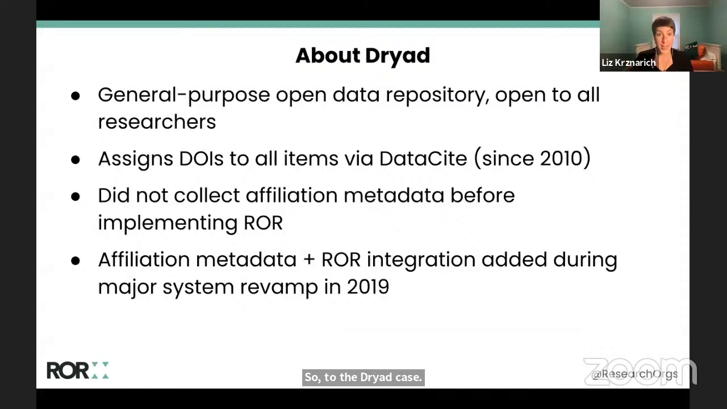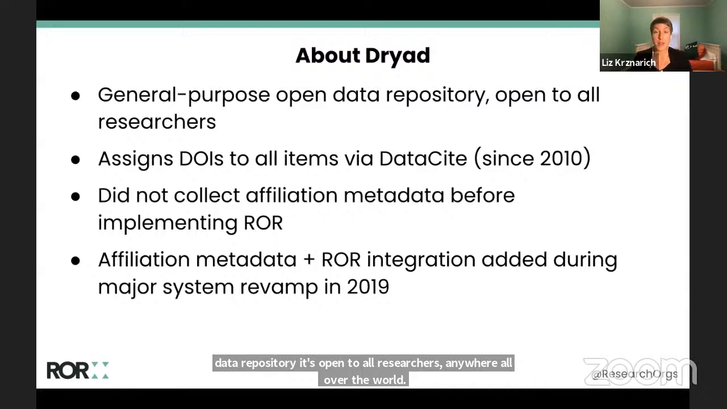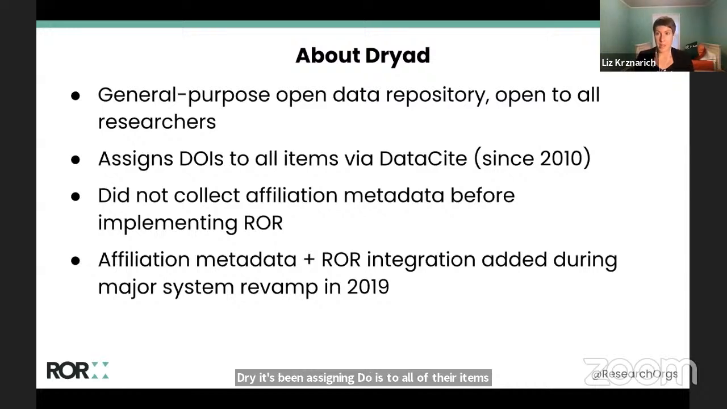You may be familiar with Dryad. It's a general purpose data repository. It's open to all researchers anywhere all over the world. Dryad's been assigning DOIs to all of their items via DataCite basically since the beginning, or at least since the beginning of DataCite. So they have many years worth of DOIs and DOI metadata in their system. However, they did not start collecting any affiliation metadata before implementing ROR. They decided to add this in 2019 as part of a major system-wide revamp.